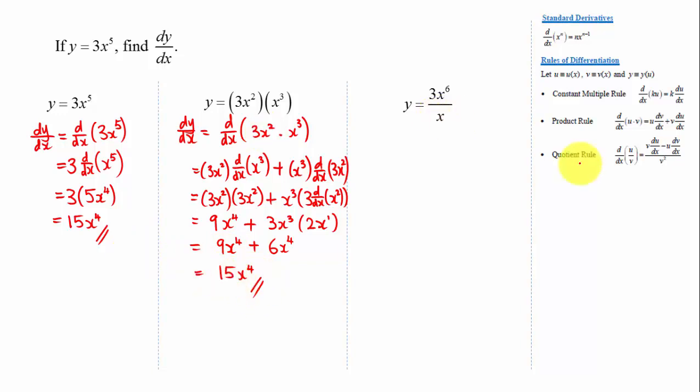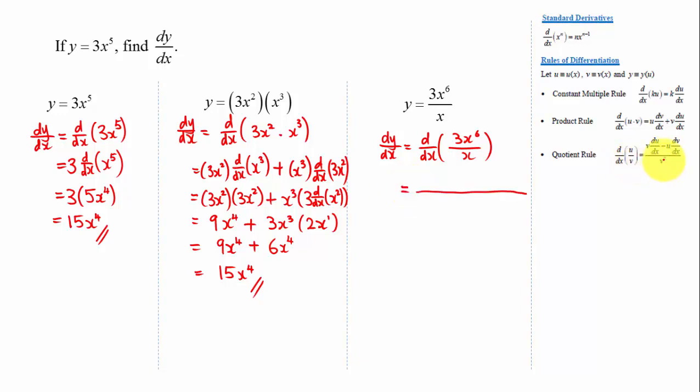Now let us illustrate how to use the quotient rule in the same question. Here, we rewrite 3x to the power of 5 as 3x to the power of 6 divided by x, so that now we can use the quotient rule. Similarly, to find dy dx, it is the same as differentiating the expression 3x to the power of 6 divided by x. Looking at the quotient rule formula, in this expression, u is 3x to the power of 6 and v is x.